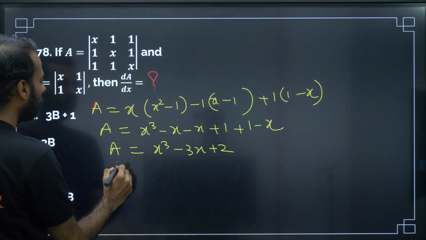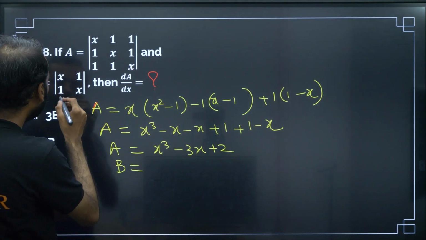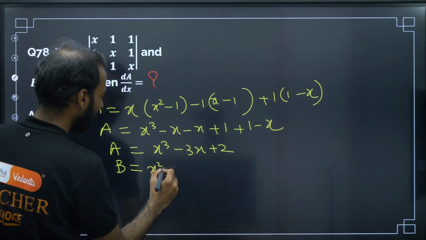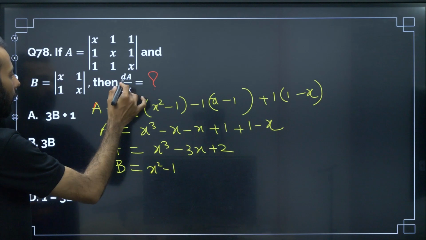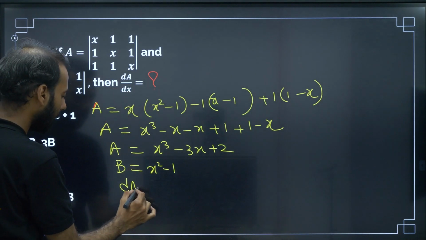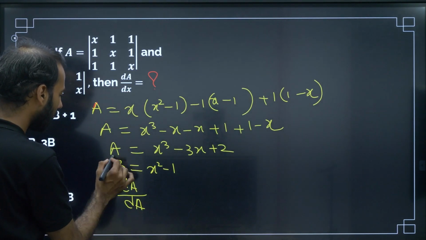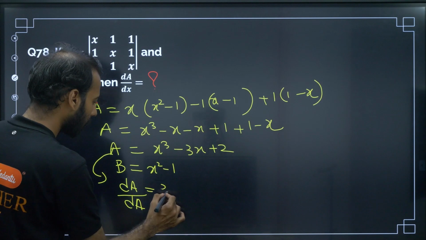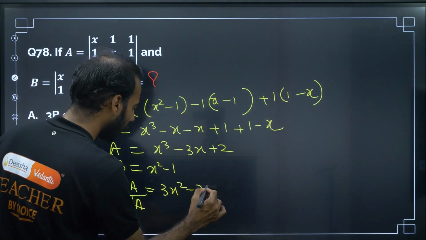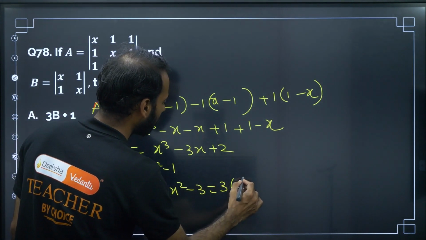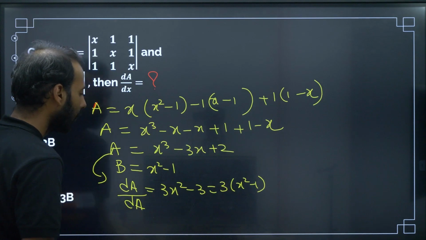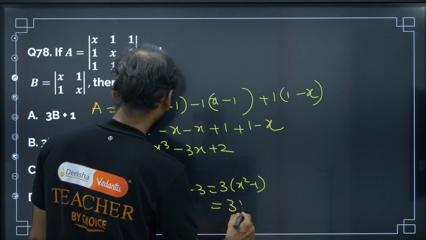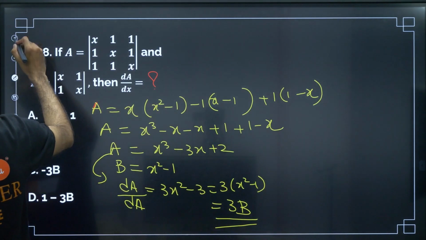B is equal to x square minus 1. Now what they are asking, dA by dx. So dA by dx, differentiate with respect to x, 3x square minus 3. So 3 if I take common, x square minus 1. Next, let me write this 3. Moving on to next question.